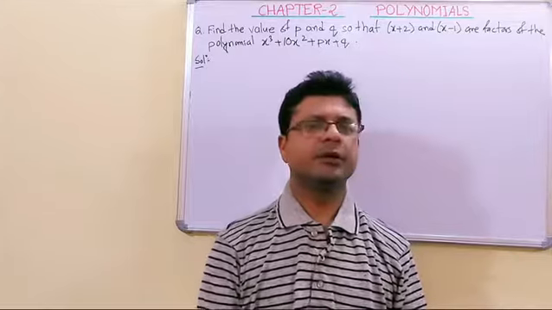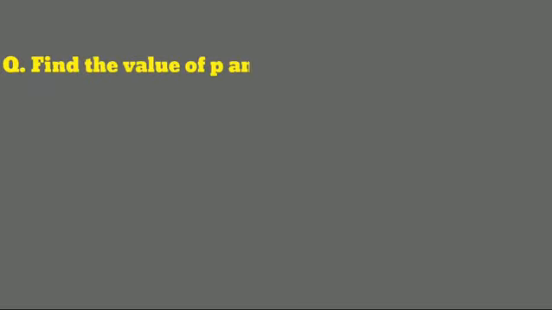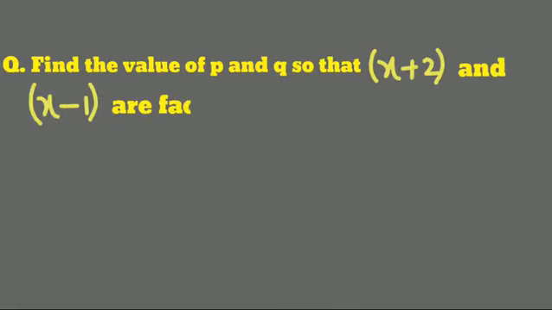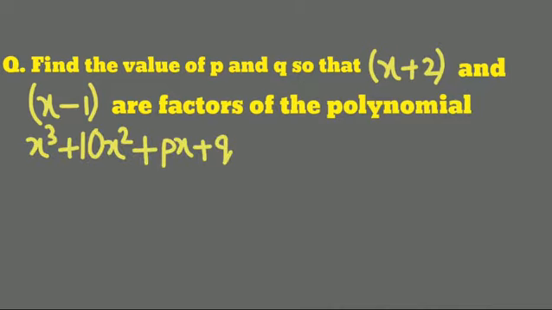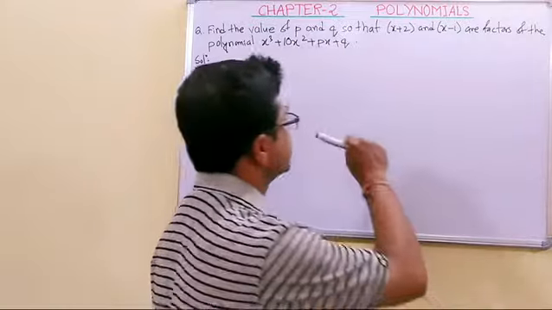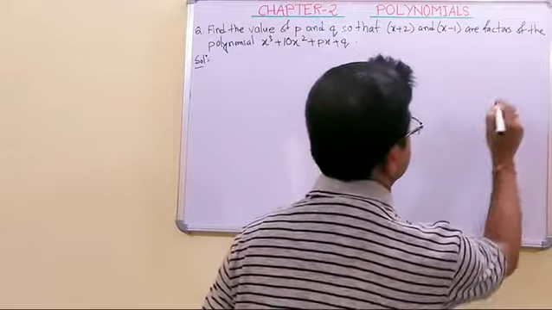Alright, my dear student, now we have taken a question. The question is, find the value of p and q so that x plus 2 and x minus 1 are factors of the polynomial x cube plus 10 x square plus px plus q. Alright, now before starting, this is the application of the factor theorem. So let us discuss a little bit about the factor theorem.